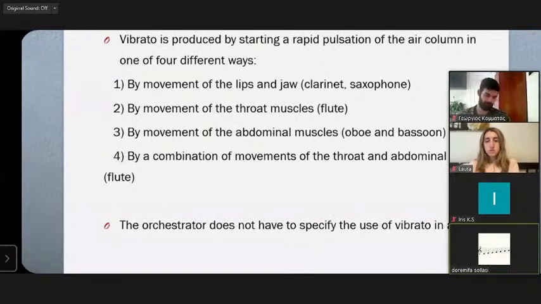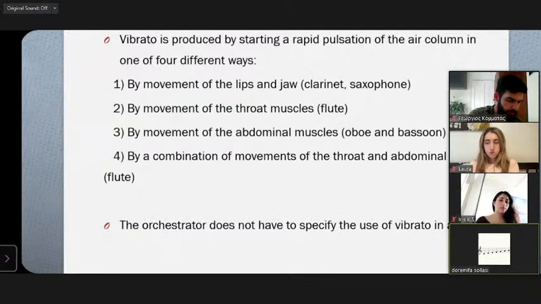Vibrato is produced by starting a rapid pulsation of the air column in one of four different ways. The first one is by movement of the lips and jaw. This one is for the clarinet and saxophone. So you move your jaw up and down a little bit. These two instruments can use this type of vibrato.